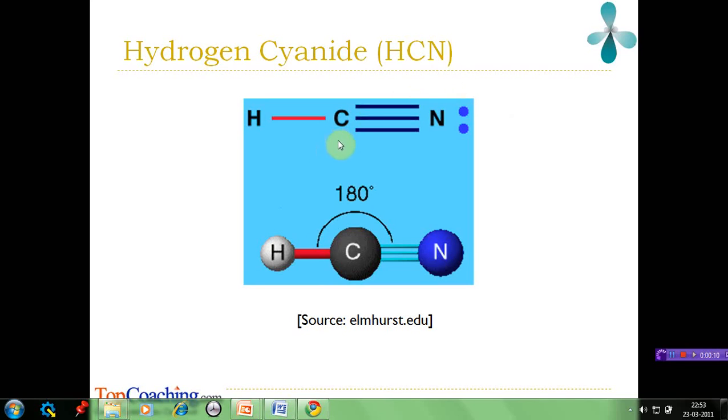Now, the carbon atom in hydrogen cyanide forms a single bond with the hydrogen atom and a triple bond with the nitrogen atom, and has no unshared pair of electrons. The nitrogen atom forms a triple bond with the carbon atom and has one unshared pair of electrons. Now, a triple bond is counted as one shared electron pair. Therefore, carbon, having two shared pairs of electrons, is sp hybridized. Nitrogen, with one shared pair and one unshared pair of electrons, is also sp hybridized. The geometry of the molecule is linear and the bond angle is 180 degrees.